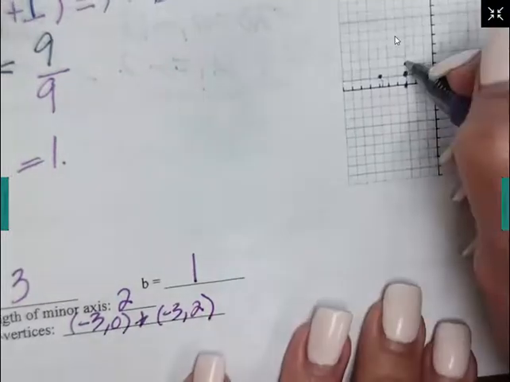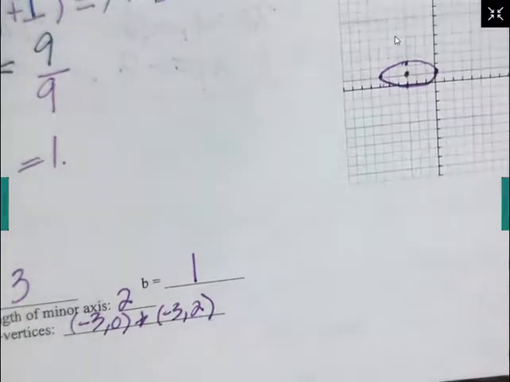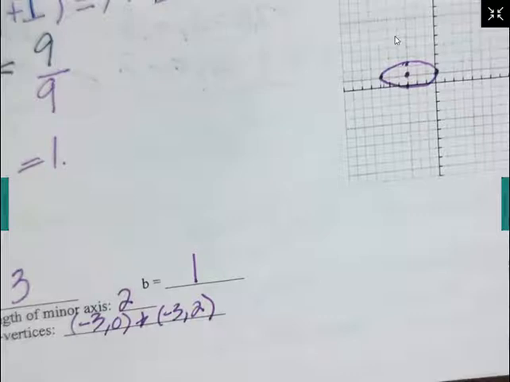We do need to graph this, so we need to connect these. Yes, ma'am. I'm sorry. This way?